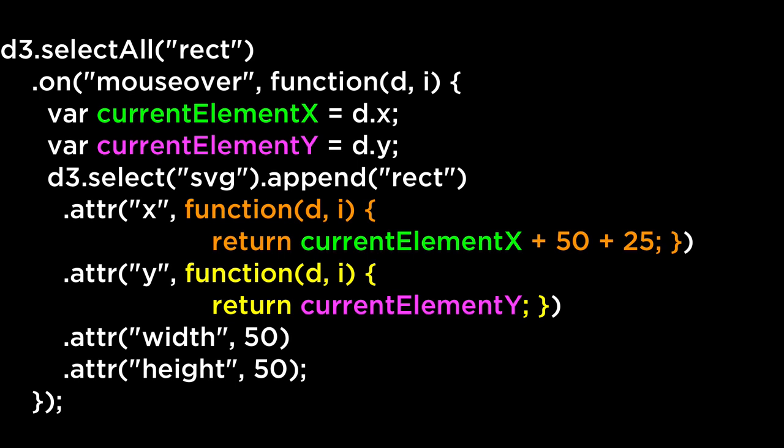The x attribute of the newly created rectangle is defined by using the moused over element's x and the addition of 50 units for the width of the moused over rectangle and 25 to provide spacing. The y attribute of the newly created rectangle is defined using the moused over element's y. This ensures that the rectangle is right next to the rectangle we moused over.